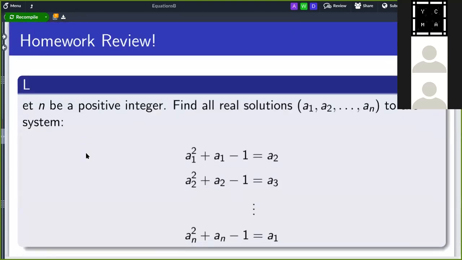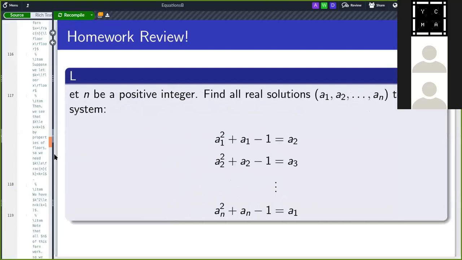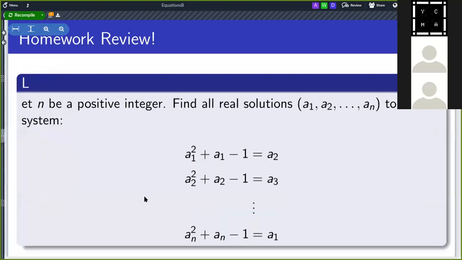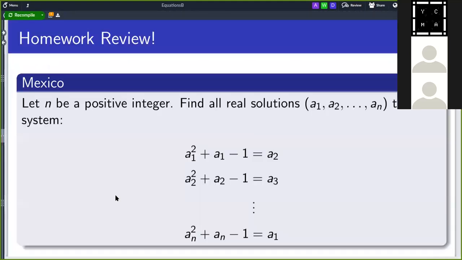So this is question 16. For people who didn't do the homework yet, this is from Mexico. For people who didn't do the homework, I'll give you a minute to look at it.